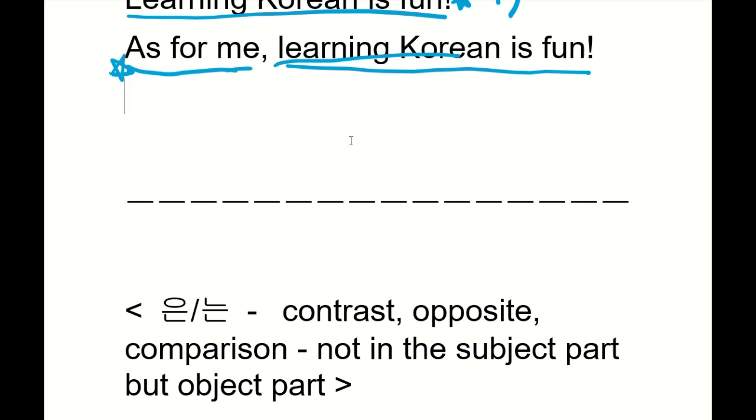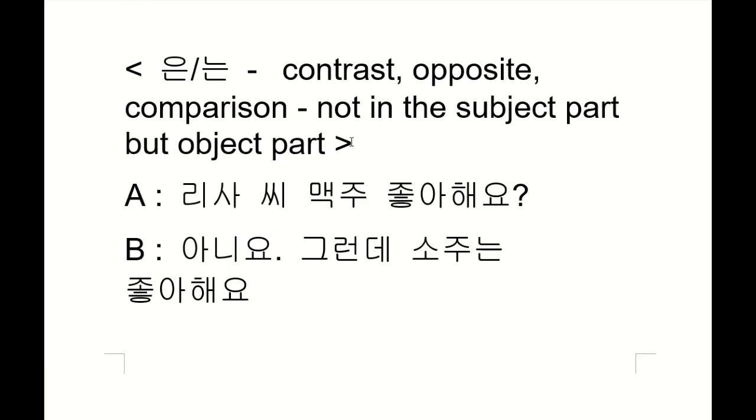Halfway through. The next one is 은는. Another context that we use 은는 is contrast, opposite, and comparison. But it's not in the subject part like the ones we've been dealing with so far, but it's the object part. Okay?